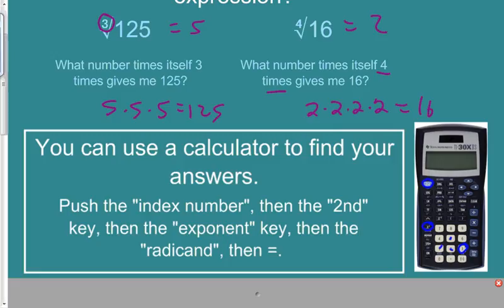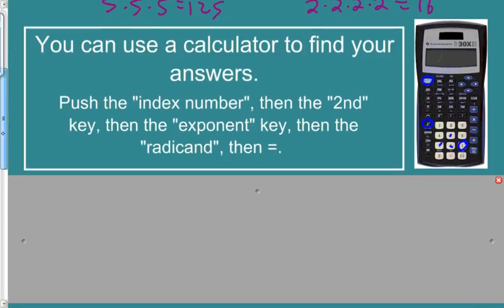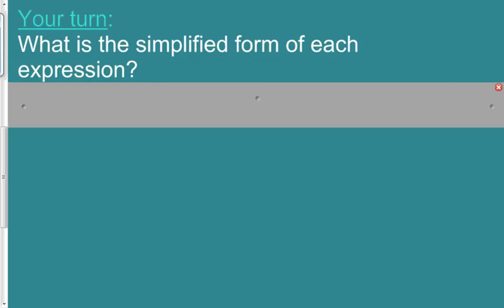If you want to just do a square root, you just have to do second and then the little caret symbol here. Because that'll give you just a regular square root. But to do it with a different number other than a square root, you have to put in that index number first, and then do second and the exponent symbol. And then you put in your number and hit enter. Okay? So in case you didn't know that.